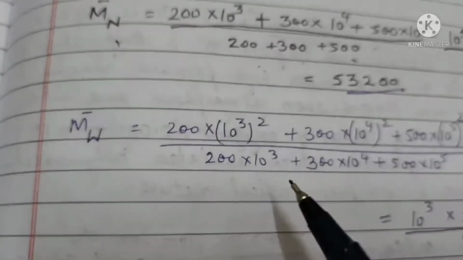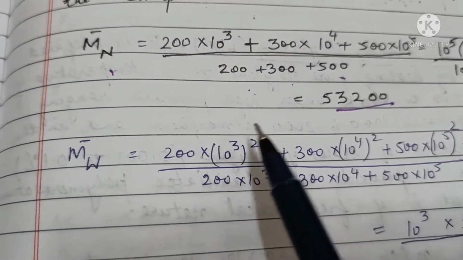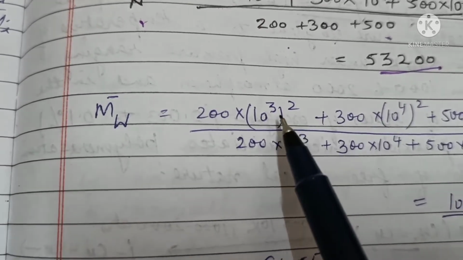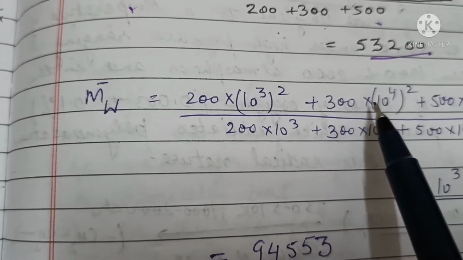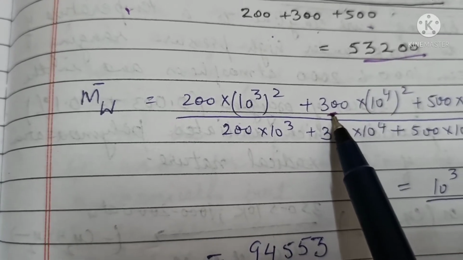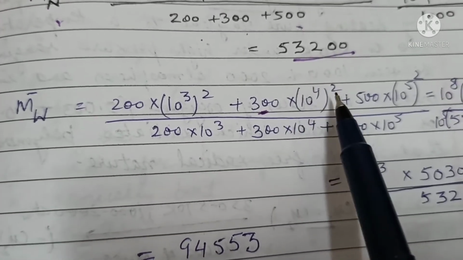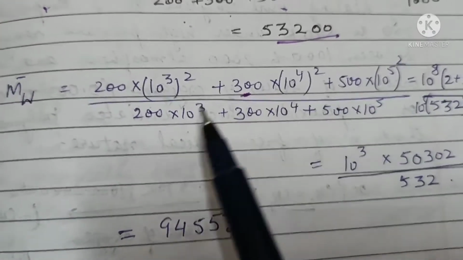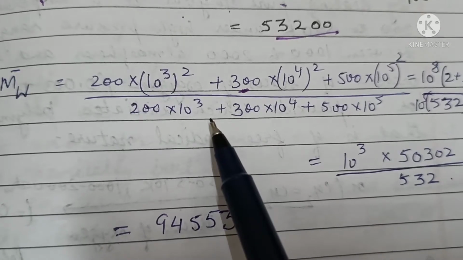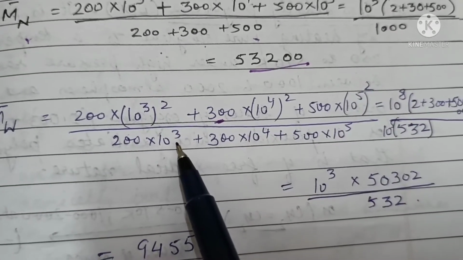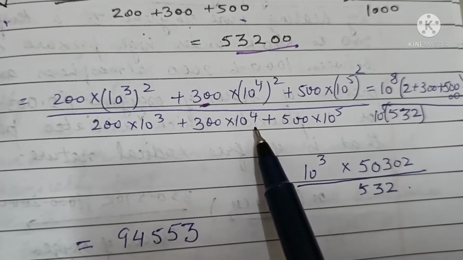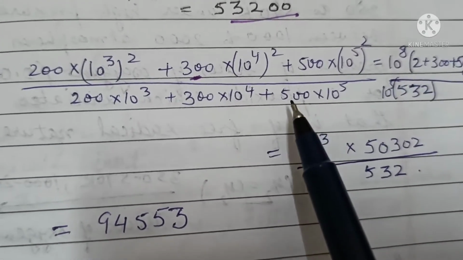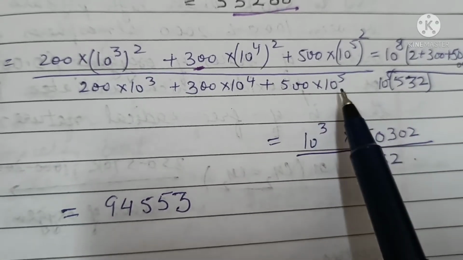In case of weight average, we multiply the number with the square of the mass. So 10 raised to power 3 was the mass, so we square it and multiply. Similarly, for this mass, number was 300, so 300 into 10 raised to power 4 square and 500 into 10 raised to power 5 square. We add these up and we divide with N1 M1 that is 200 into 10 raised to power 3 plus N2 M2, 300 into 10 raised to power 4 plus N3 M3, 500 into 10 raised to power 5.